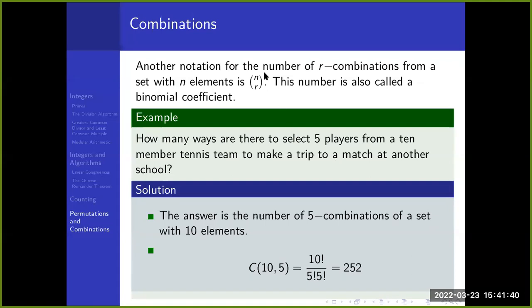So some books will denote the number of r combinations from a set with n elements in that fashion. Then there are others which will also denote it as n, and maybe even on your calculators, it may be denoted like that, nCr. So this means exactly the same thing as, according to the notation we have used, C(n, r). Some books may use this and others may use this. We will also use this when convenient. So I think the two notations will be the one that we use, and this one.